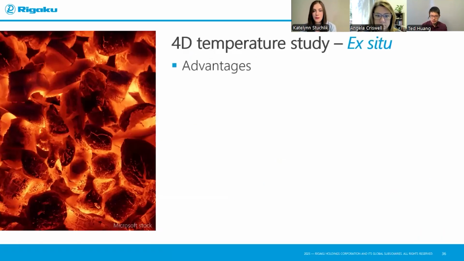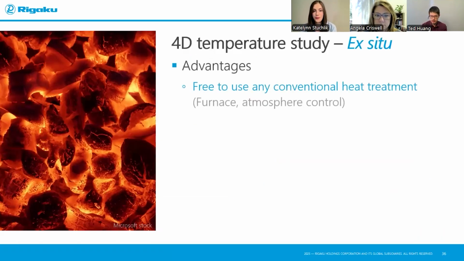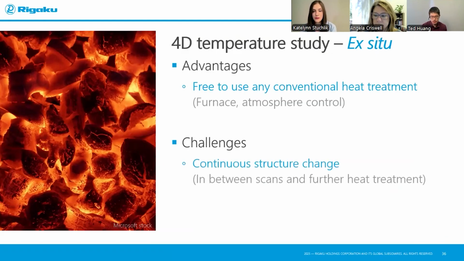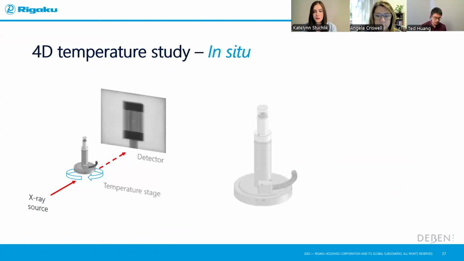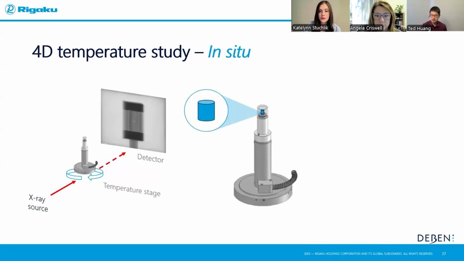Now, ex situ advantage is still very similar to mechanical ones. You're free to use any conventional heat treatment, but the challenge will be, well, you don't have the capture of continuous structure change if there's any. You're limited to no live structure info because you have to scan it to see what's happening. So to do it in situ, similar to the mechanical one, you put in the temperature stage. And here's an example that's again made by Devon, the Devon temperature stage. This is where you put your sample.